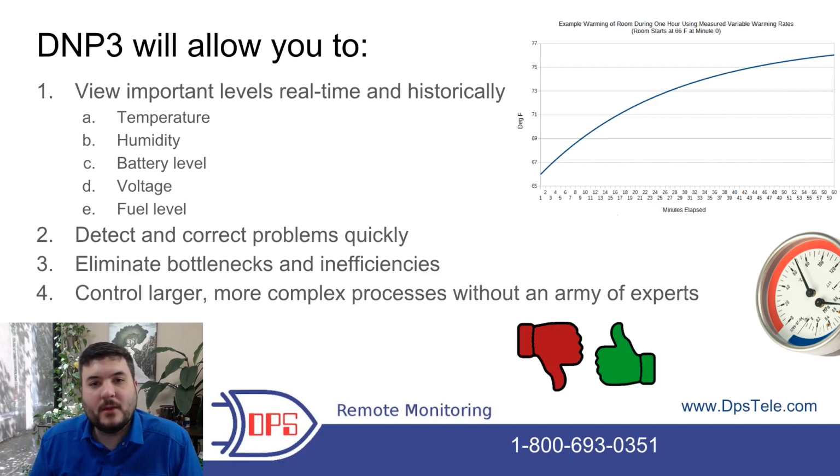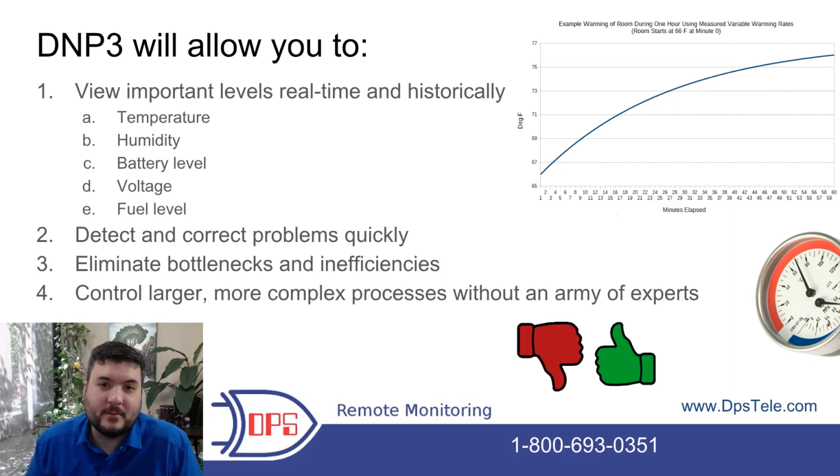So DNP3 is important because it allows you to do a couple different things. You can view levels in real time and historically, and that could be, as I mentioned, temperature, humidity, battery level, fuel level, lots of different things you can monitor as an analog. And as you can see from the graph, you could look at that across time and see how things are changing, catch up with things that you may not be able to notice in your day-to-day job, but when you do your reviews, you could say, well, this is a little bit off. I need to make a change. So that can be a really important thing to do when you review your history.